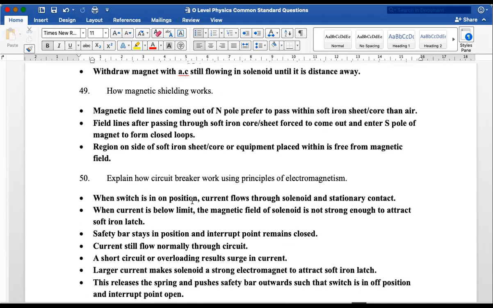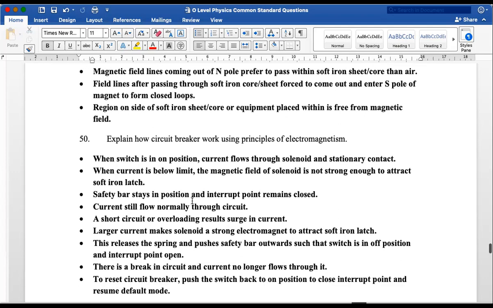How magnetic shielding works. Magnetic field lines coming out of the north pole prefer to pass within the soft iron sheet or core than the air. Field lines after passing through the soft iron core are forced to come out and enter the south pole of the magnet to form closed loops. The region on the side of the soft iron sheet, or equipment placed within, is free from magnetic field.